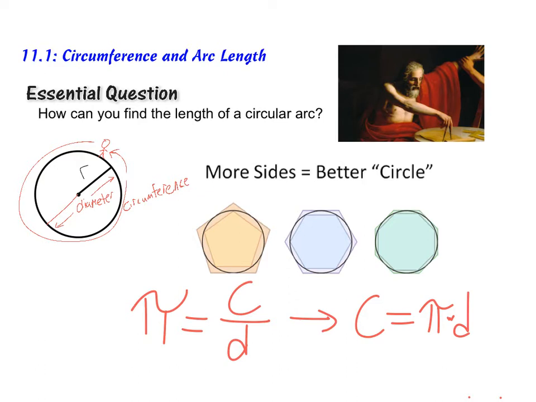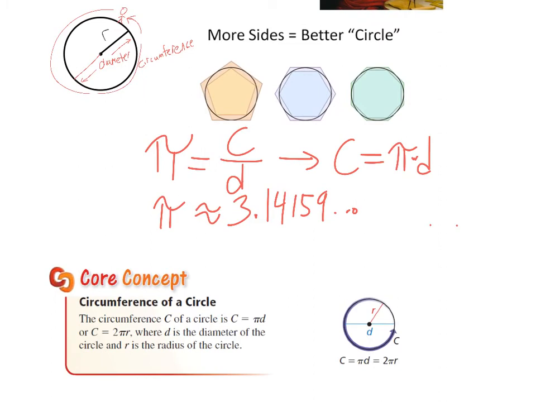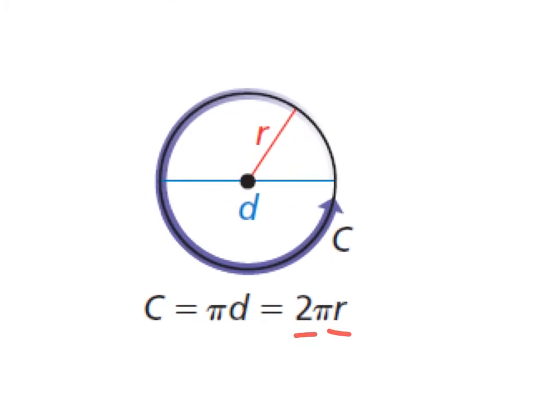Well, what is this pi? This pi is a number that you guys have seen before. 3.14159... It never ends, it never repeats. This is an irrational number, just like the square root of 2. So the circumference of the circle is pi times diameter, or 2 pi r. 2 pi r is just saying 2 times the radius, and 2 times the radius is the diameter, so these are the same thing. So the circumference of a circle is 2 pi r, or pi times diameter.